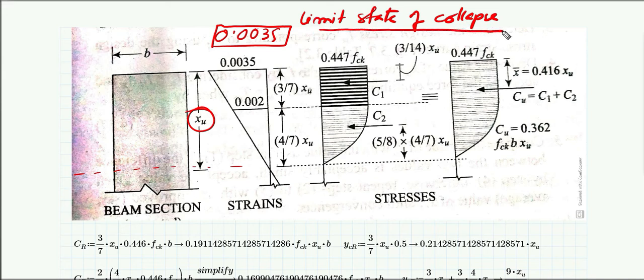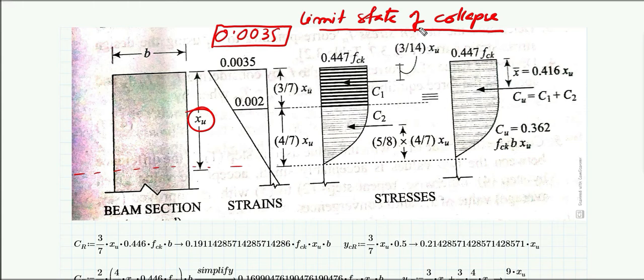See, we are designing using the limit state method. That means we are limiting the behavior of the structure to certain values. So we have the limit state of collapse and the limit state of serviceability. Limit state of collapse means the structure should not collapse. There should not be any prominent crack, right?